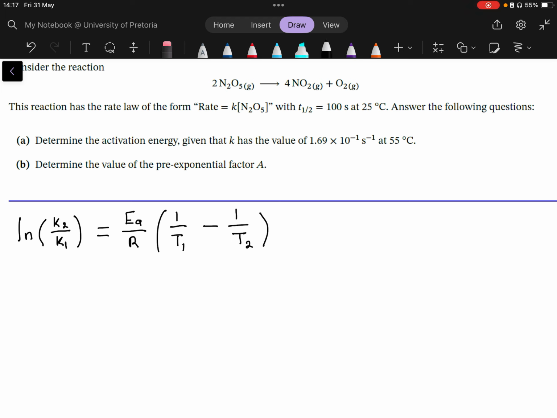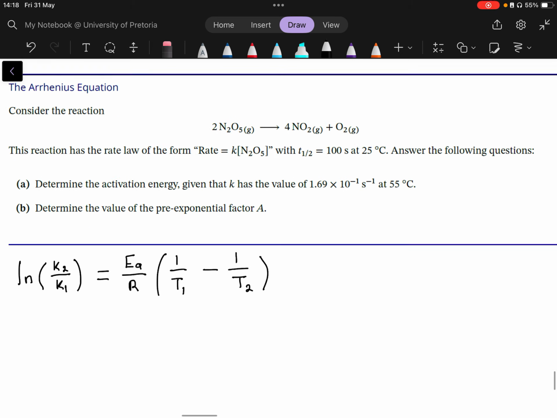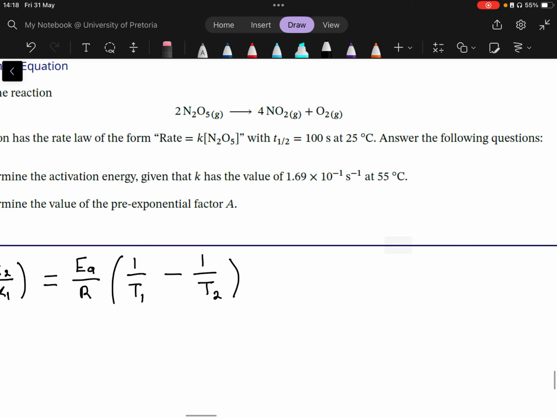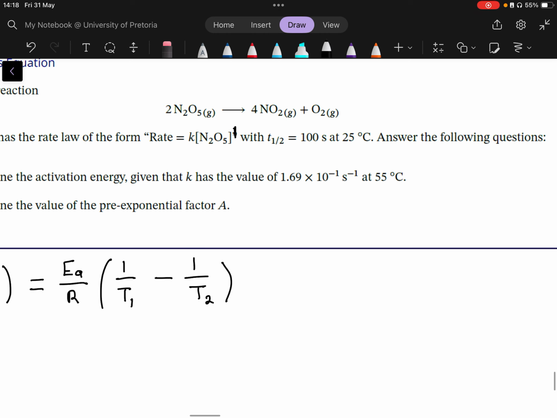And the question is, do we have two rate constants at two different temperatures? Well, we're definitely given one at 55 degrees Celsius, and we're given some information about the reaction at 25 degrees Celsius. And now, of course, the important point is we can identify this is a first order reaction, right?